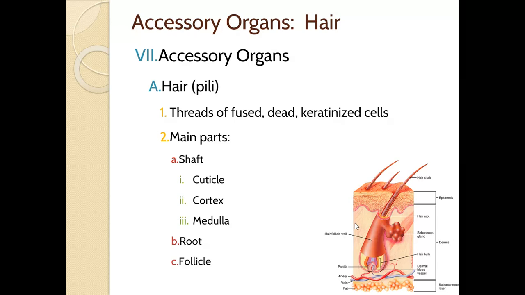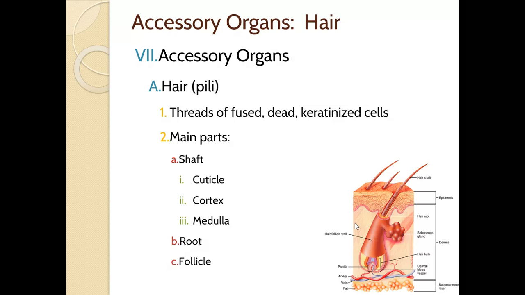All right, so that brings us to our accessory organs. So we're all done talking about layers of the skin. Now we're going to talk about the things that are hooked onto your skin. The first one is hair, and the technical term for hair is pilae. I don't personally use this term very often, but that is the technical term for a hair.